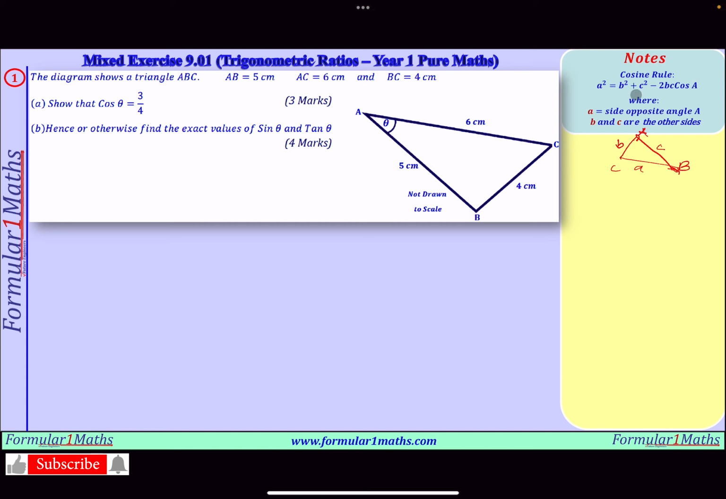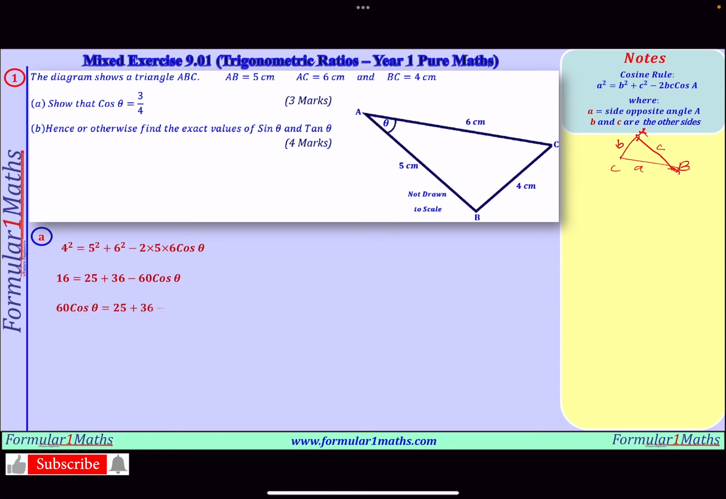And so if I do that, I'm going to get 4 squared is equal to 5 squared plus 6 squared minus 2 times 5 times 6 cos theta. If I simplify, I'm going to get 16 is equal to 25 plus 36 minus 60 cos theta. Now, to find cos theta, I'll need to rearrange and take this to the other side of the equation to make it positive, and bring 16 over to the other side.